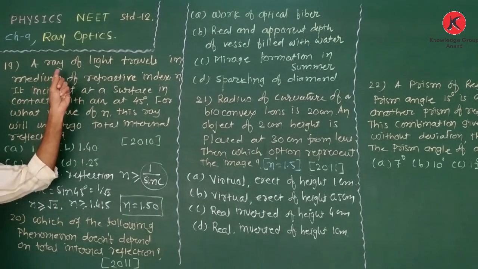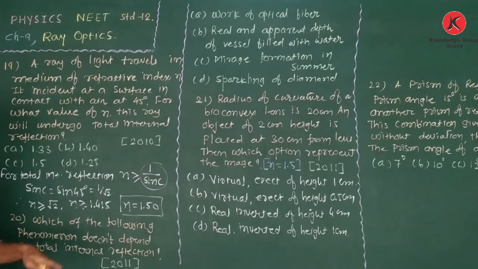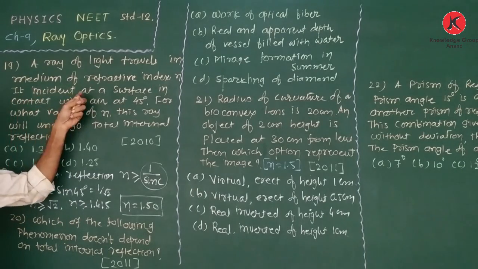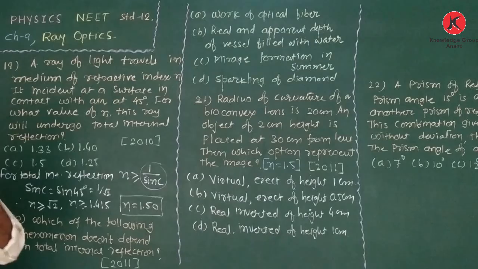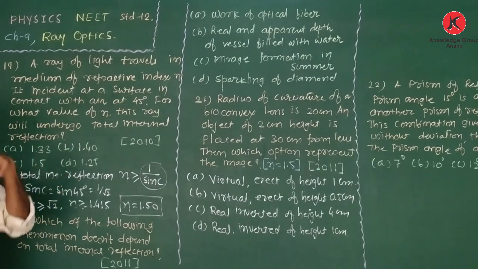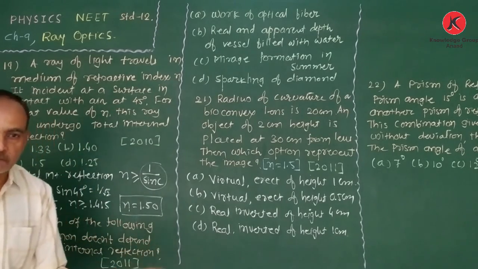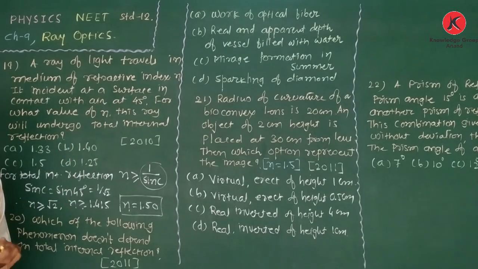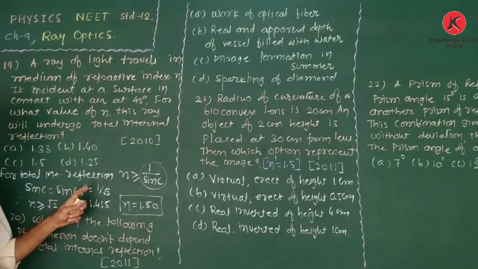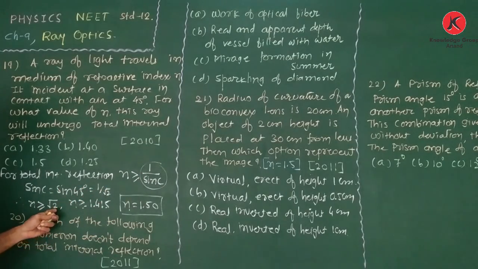Now, again, this numerical says a ray of light is traveling in a medium having refractive index n. It is incident at a surface in contact with air at 45 degrees. Already, this ray of light is incident on the surface at a 45 degree angle. For what value of n? At the same angle, for which medium having a different value of n will this ray undergo total internal reflection at this 45 degree incident angle? That means the value of the critical angle is given. So the condition for total internal reflection is that n is greater than or equal to 1 upon sine c. Here we take c as 45, sine 45 is 1 upon root 2, substitute here. Therefore, n must be greater than or equal to root 2. The value of root 2 is 1.415. Therefore, n must be greater than or equal to 1.50.